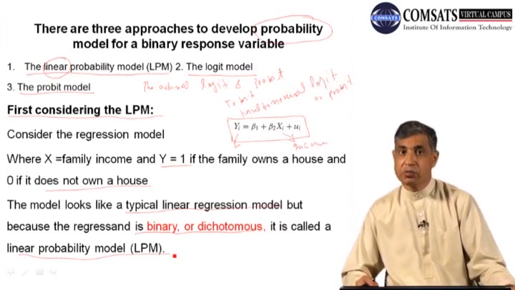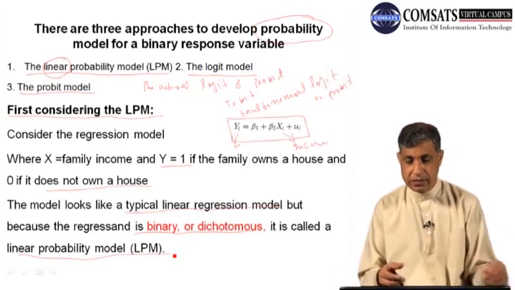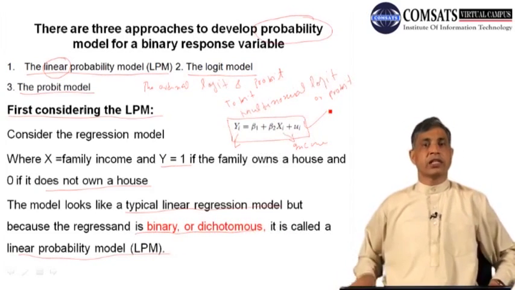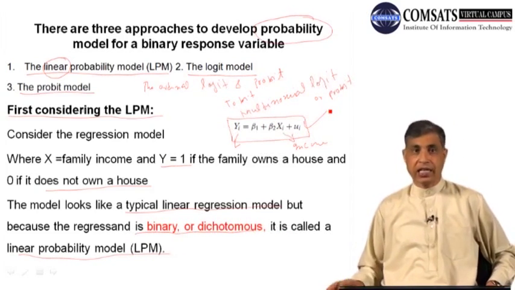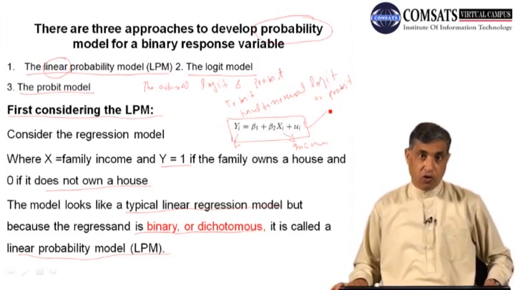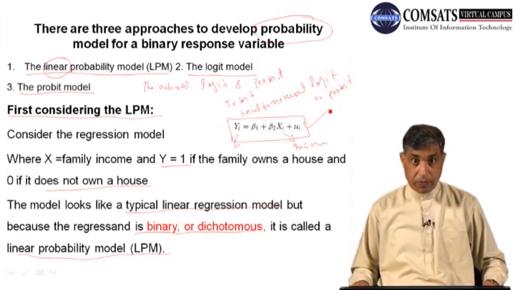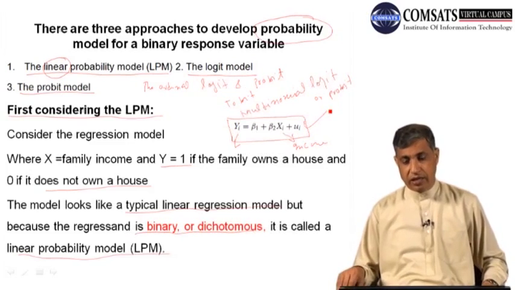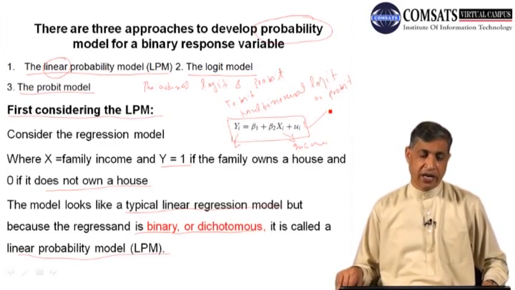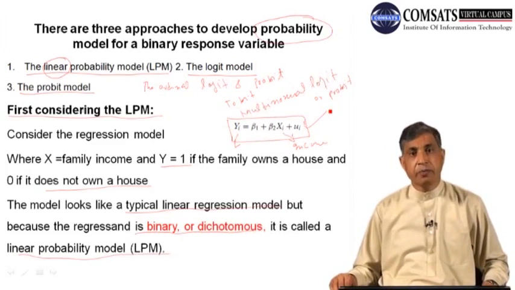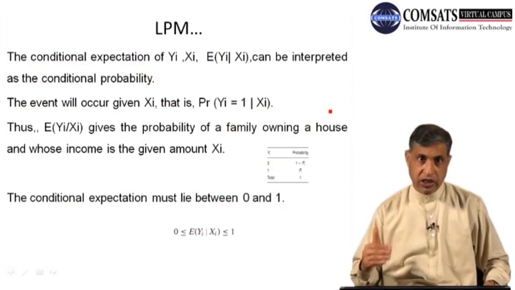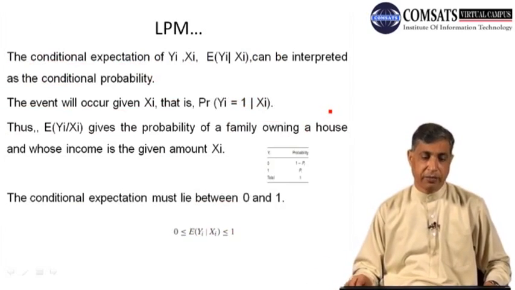So what is the difference between this model and the previous model? In physical appearance, it looks the same model as we did previously. But now what is the difference? Your response or the dependent variable has become a dichotomous variable, and now it is called the linear probability model. The discussion continues about the linear probability model.